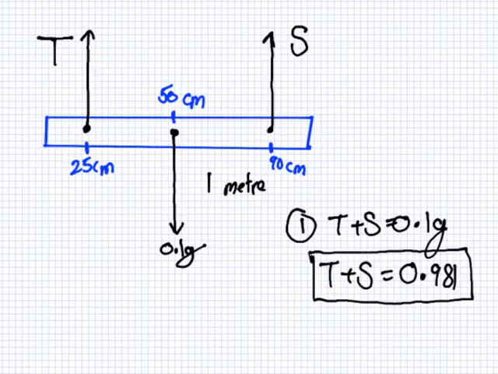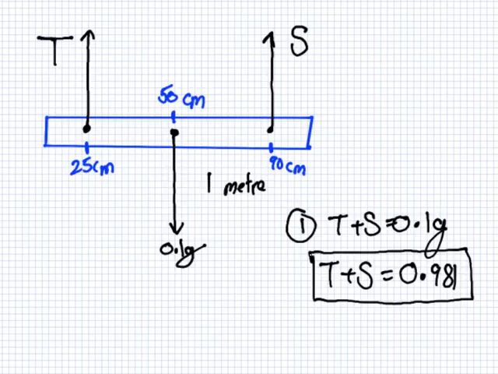Now, do I have enough to find T and S? No, I need a second equation. So what's my second equation? What will I use? I can use the turning force, because the meter stick, look, is not turning. It's balanced. It's not turning.